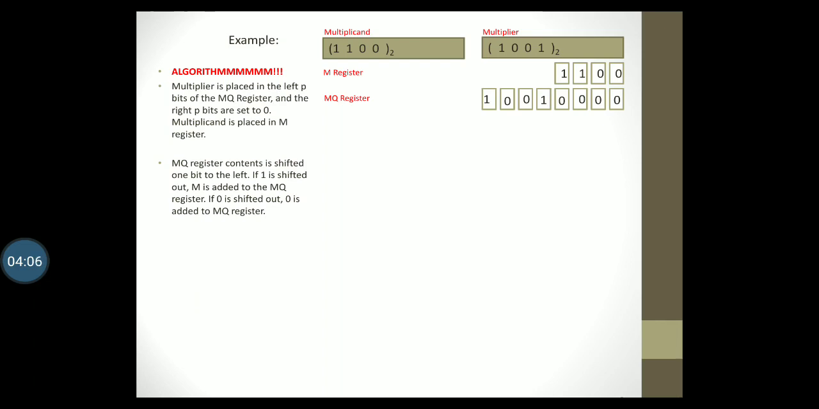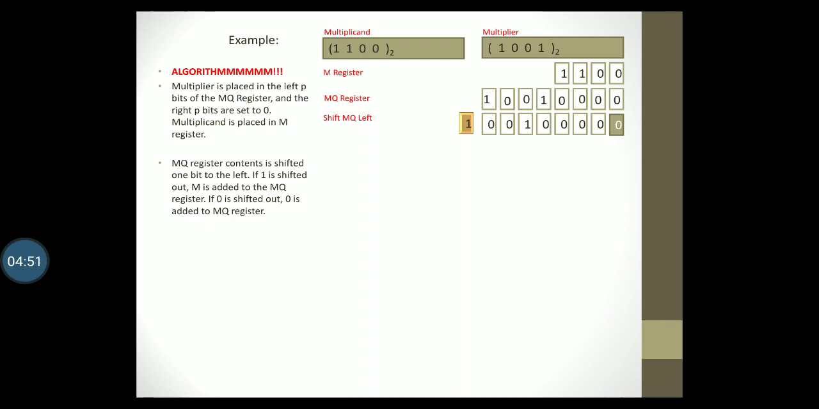In the next step, MQ register contents is shifted 1 bit to the left. If 1 is shifted out, M is added to MQ. If 0 is shifted out, 0 is added to MQ. So, shifting the contents of MQ register by 1 bit in the left direction looks like this. Notice that the MSB of MQ register is now shifted outside, and for clarity, I have highlighted that bit in a yellow cube. So since we have shifted 1 bit out, another bit has to enter from the right side. That bit we will put as 0.